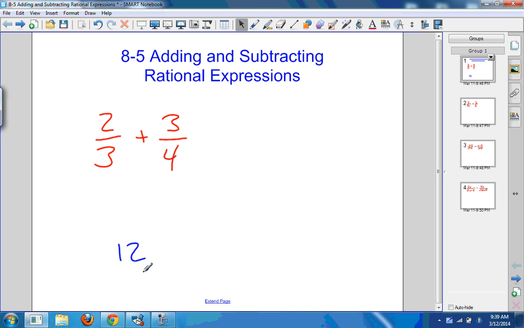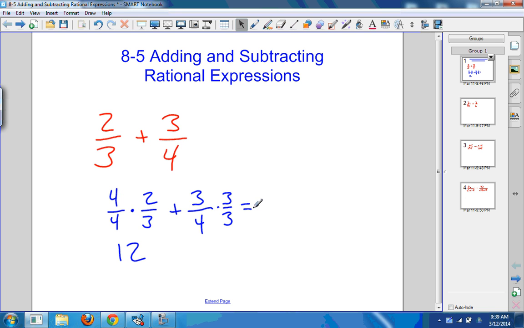Hopefully you know that to change this 3 to a 12, we need to multiply it by 4. So we multiply it by 4 over 4 times our 2 over 3. We have plus 3 over 4, and to get this denominator, this 4, to a 12, we need to multiply it by 3. So we multiply it by 3 over 3. I'm not changing the integrity at all of our problem because 4 over 4 is equal to 1, 3 over 3 is equal to 1.